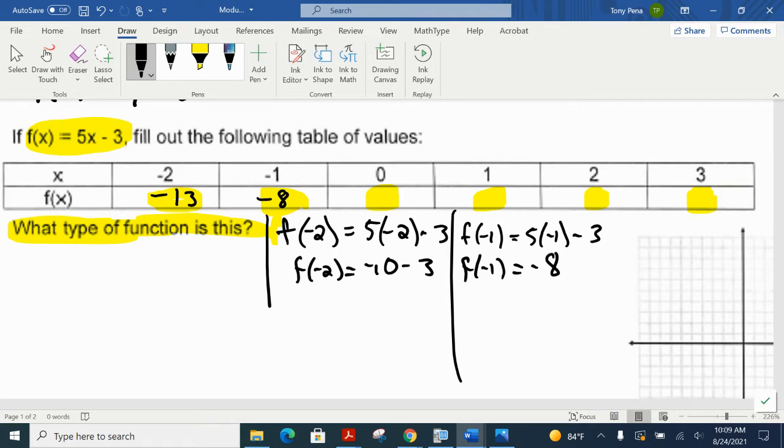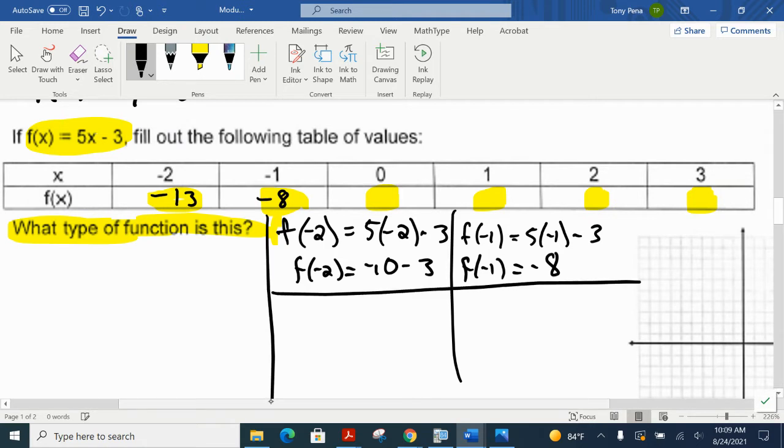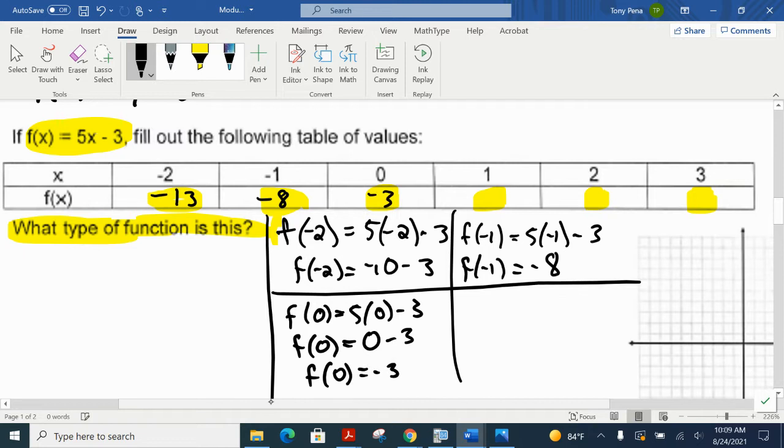And then let's do one more. So let me do f of 0, because that's short and sweet. 5 times 0 minus 3. You get 0 minus 3, so -3. Okay. Let's fill in the rest of those as we talk about what type of function this is.